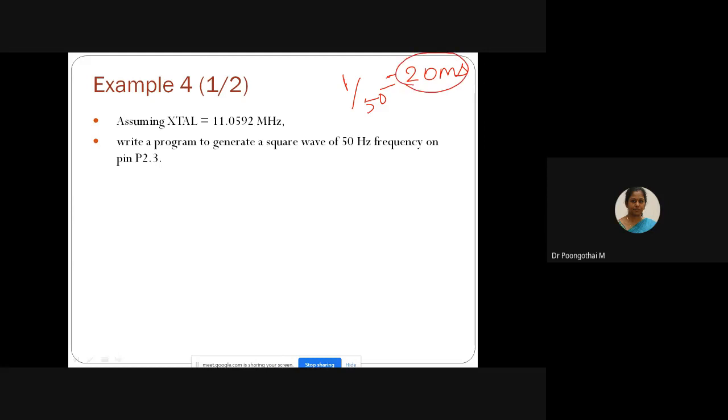This 20 millisecond is made up of your on time and off time. So you divide this time period into 10 millisecond plus 10 millisecond. Here the delay value is known. So consider 10 millisecond and divide the 10 millisecond by 1.085 microsecond and subtract this value from 65536. So find out the value.